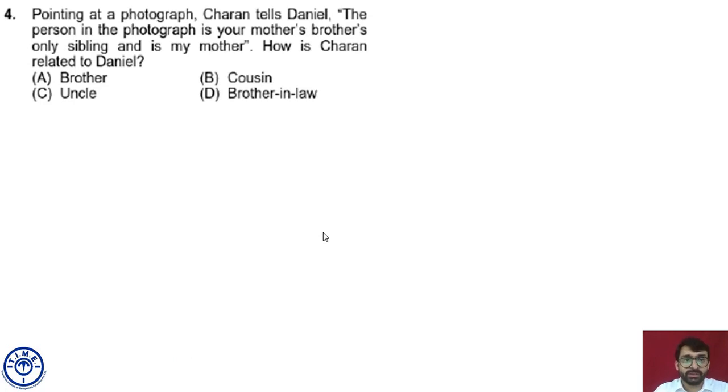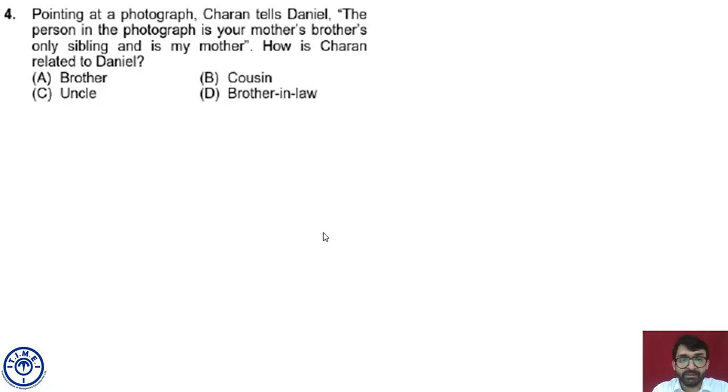Question number 4. Pointing to a photograph, Charan tells Daniel, the person in the photograph is your mother's brother's only sibling. Mother's brother's only sibling, matlab, mother's brother's only sibling is the mother only.